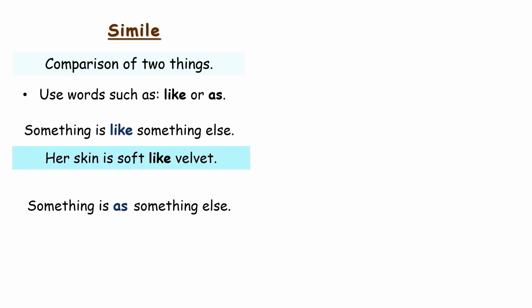Her skin is soft like velvet. In this sentence, we are comparing the texture of her skin to that of the velvet fabric to imply that her skin is very soft and smooth. We see that this is simile because the comparison uses the word like, soft like velvet. In this sentence, Kayla is as brave as a lion. We are comparing Kayla's courage, fearlessness, and strength to that of a lion. We see that this is simile because the comparison is made using the words as brave as a lion.